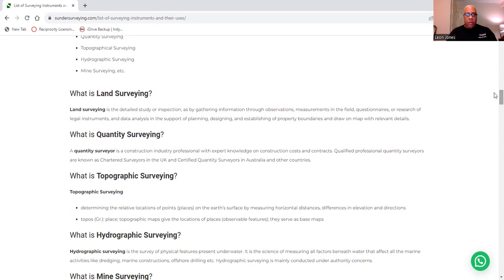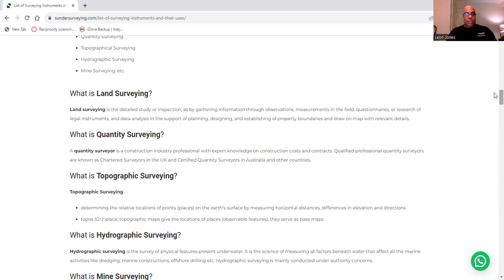Land surveying is the detailed study or inspection, as by gathering information through observations, measurements in the field, questionnaires, or research of legal instruments and data analysis in support of planning, designing, and establishing of property boundaries, and drawn on a map with relevant details. You know that field book that was being talked about? Basically, take that out and you put all your information, like your sketches, the angles that you measure, the measurements that you took. It's in your field book, and that field book is legal documentation.